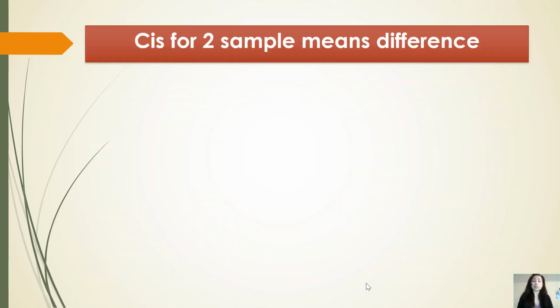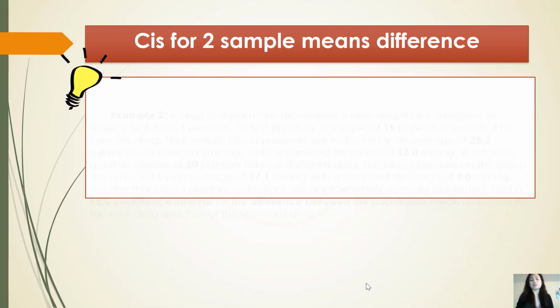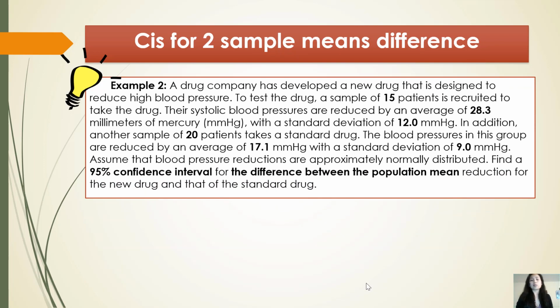So that's how you run the test. Now we go to the last topic of today, how to construct the confidence interval for two sample means difference. So let's look at this example.